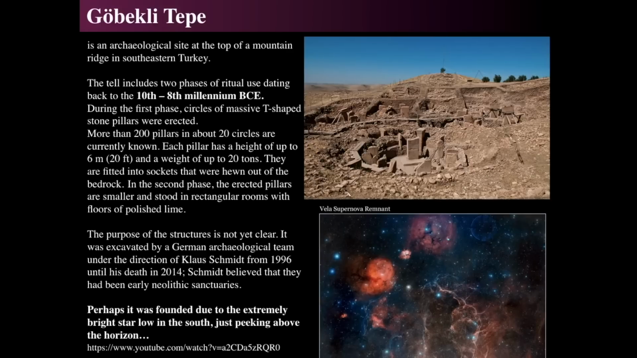But the reason I bring this up is because Göbekli Tepe is an archaeological site found in southeastern Turkey. Now the actual age of the Vela supernova remnant is not well established. However, the tell is just the dig itself. And there are 2 phases of ritual use in this that date to roughly around 9,000 BC, and that's when the site was created.